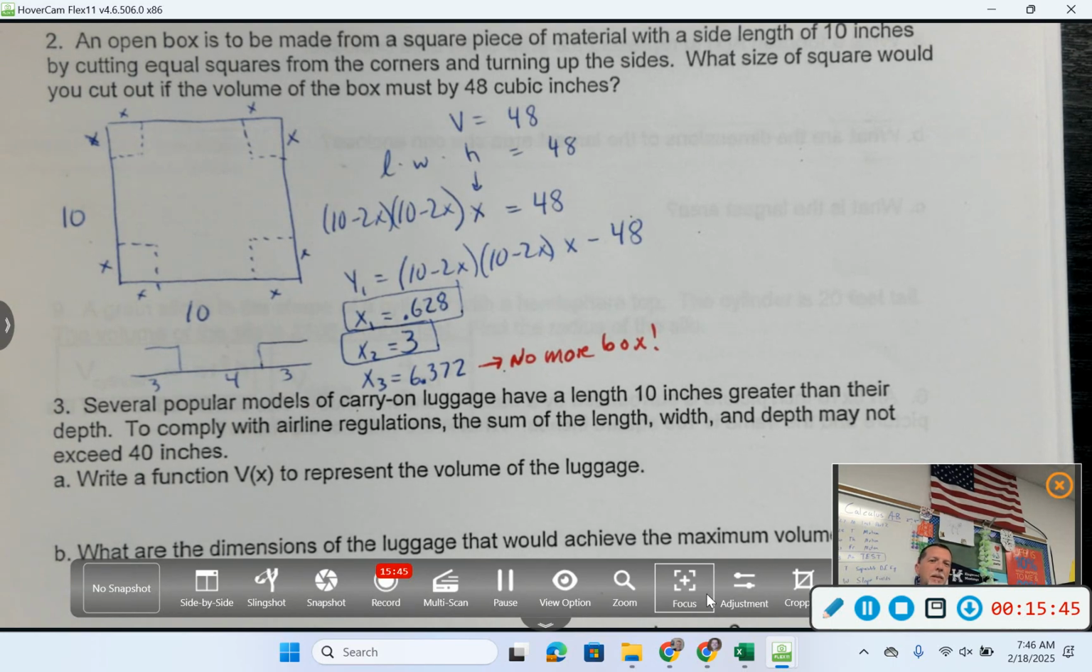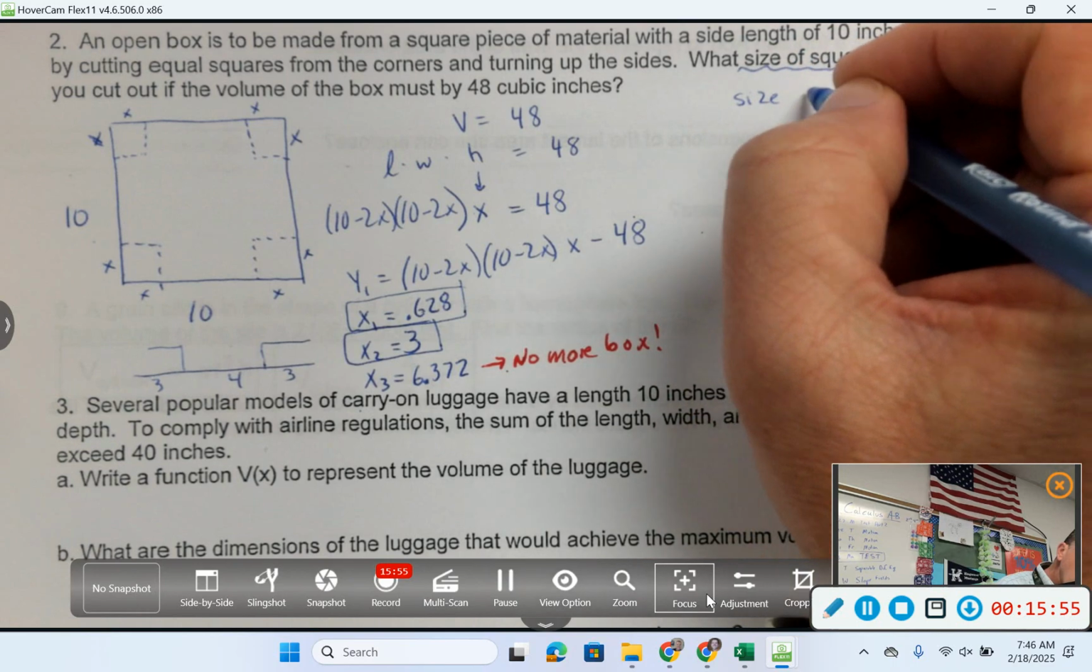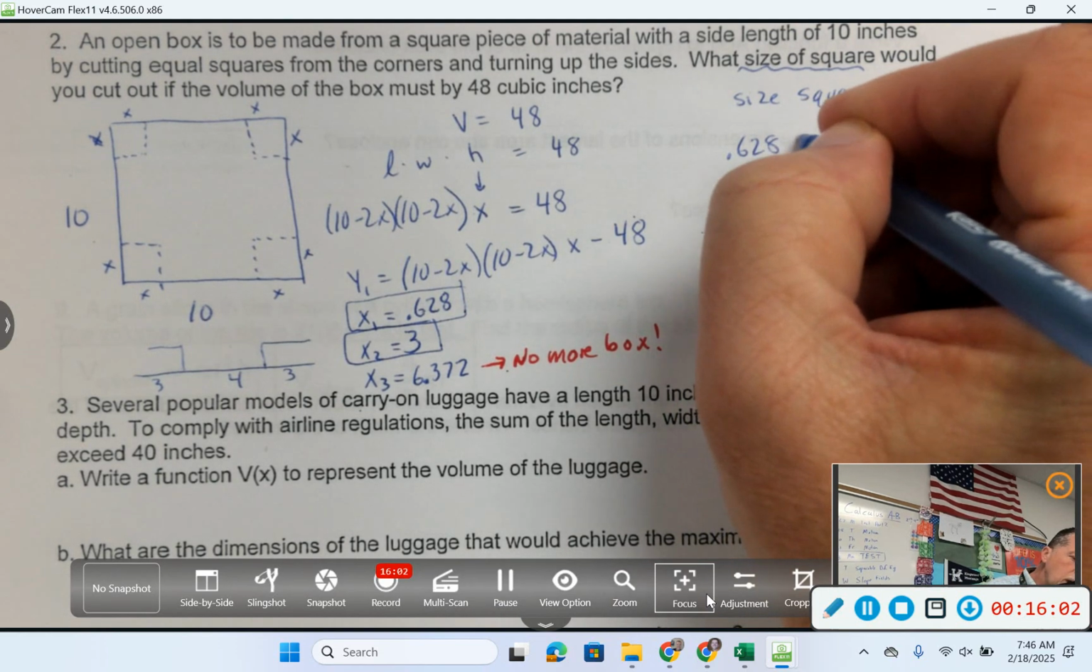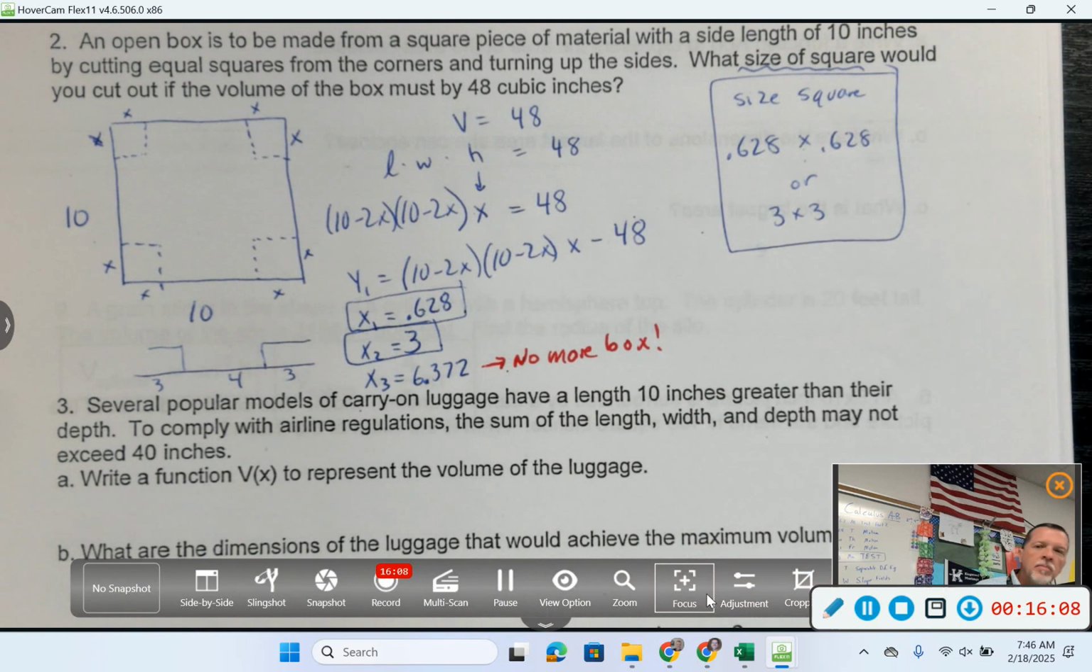Nicole? Aren't you looking for like the area of a whole square, not just a little side? Well, because of what it asks, what size of square? It didn't say area of square, so I guess we can say 0.628 by 0.628 or 3 by 3. You're right. We should be a little more careful in how we answer that question. And size of square is maybe not as clear as it should be. It doesn't say area of square, though. Yeah, 6.37. Mathematically, yes, but good luck cutting 6 inches from each side of this 10-inch square.